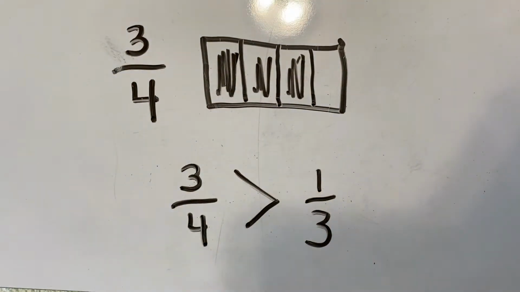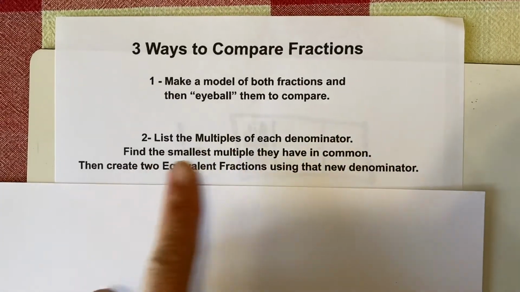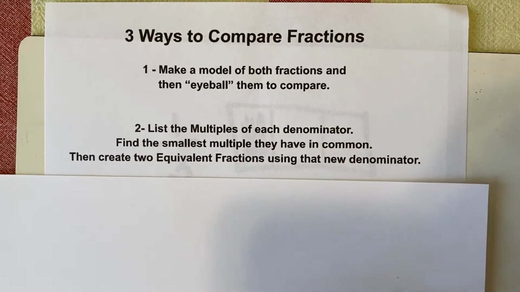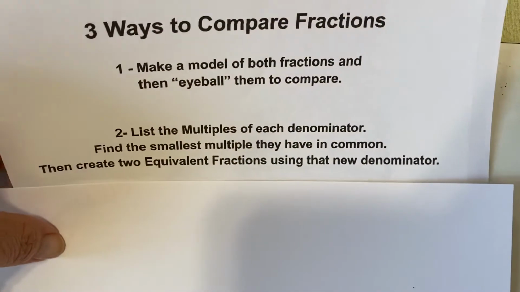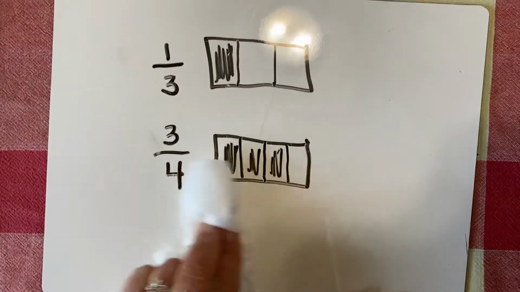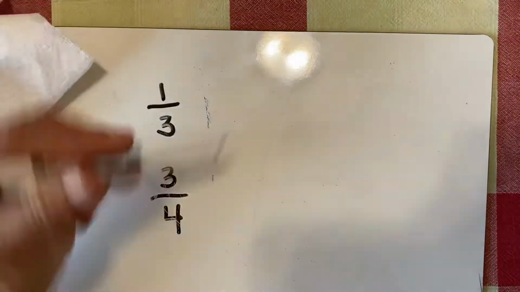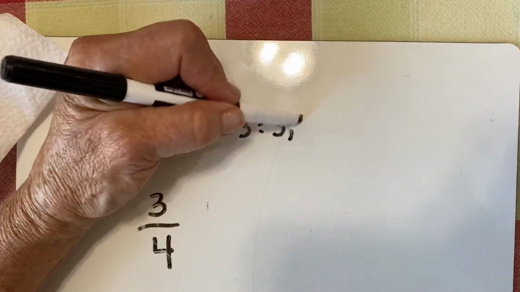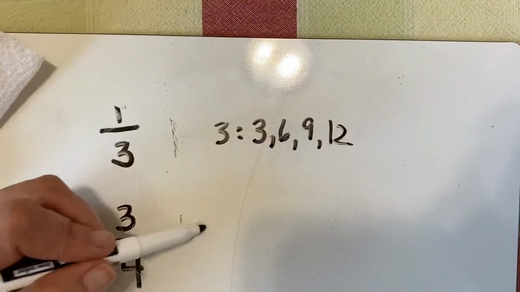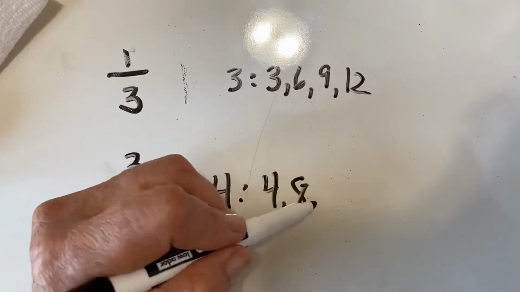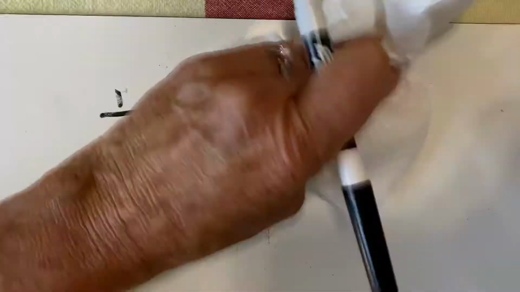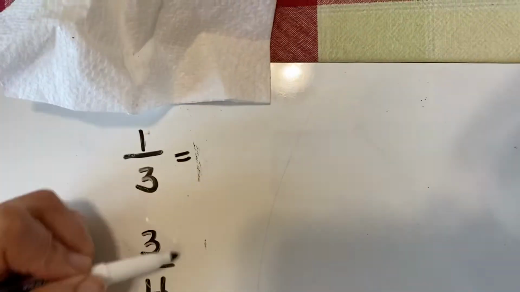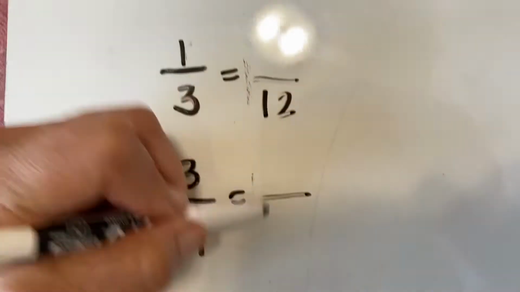Okay? The next way to compare them is to find a common denominator. We list the multiples, we find the smallest multiple they have in common, and then we create two equivalent fractions using that new denominator. And we've been doing that for the last couple days. So let me do that really quick. We have multiples of 3: 3, 6, 9, 12. Multiples of 4: 4, 8, 12. Oh, there we go. We don't even have to write anymore, right? So 12. So we rewrite both these fractions using 12 as a denominator.